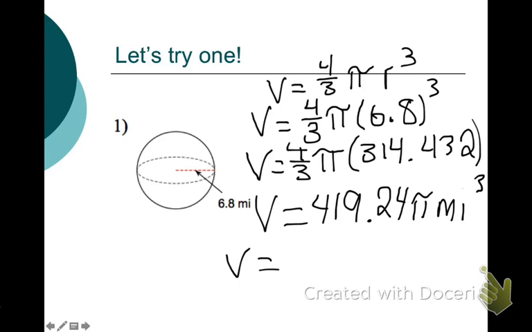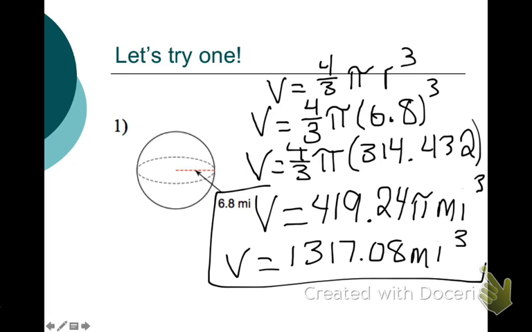And then lastly I'm going to multiply it all out. So I'm going to take that answer, 419.24, times pi. And I get 1,317.08 miles cubed. Alright, both of these are my answers.